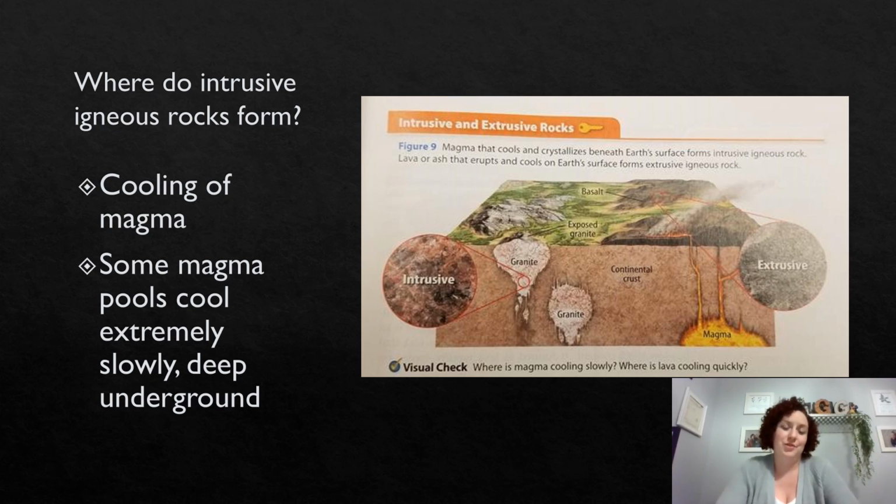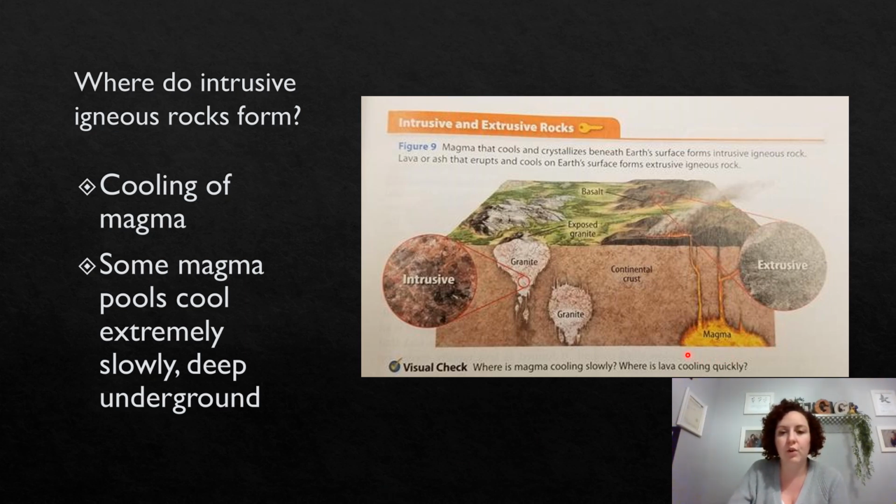So where do intrusive igneous rocks form? Well, intrusive, remember, is like interior, inside. So it is going to be cooled magma that gets kind of cut off from its heat source and is given time to slowly cool deep underground. Now, the thought process is, oh, well, how do we know that it's in there? Well, because over the course of time, plate tectonics, weathering and erosion, things like that, they become exposed. So after it is cooled, this picture from our book actually shows it the best.